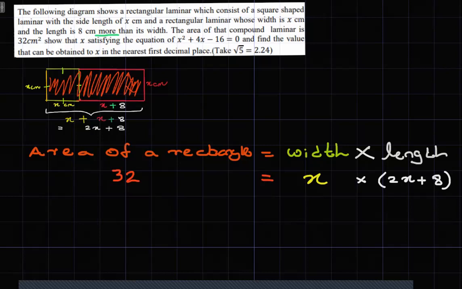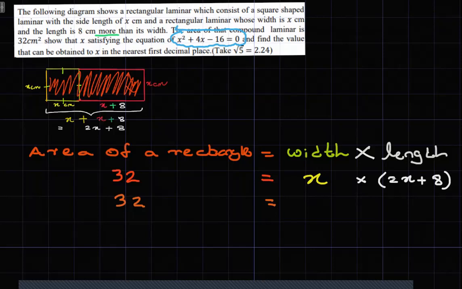Now let's show the equation we got to the examiner. He says he's not happy. Why? Because he wants this equation to be written in a certain format. He wants it in this format: x squared plus 4x minus 16 equals 0. In our one, there's a bracket. In his one, there's no bracket. So what's the first thing we do? Let's remove the brackets.